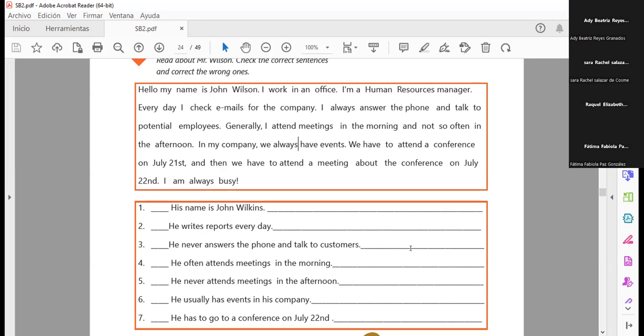Are you ready? Yes, teacher. Okay, tell me. The number one. His name is John Wilkins, is correct? No, not correct. What is the correct? His name is John Wilson. John Wilson. Number two, correct or not correct? Not correct. What is the correct? He checks emails every day.